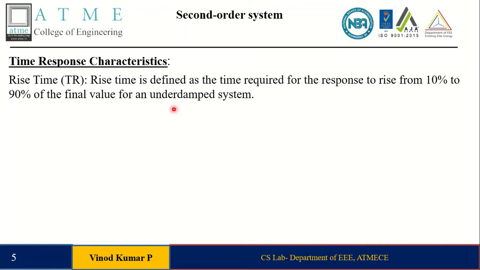It is defined as the time required for a response for any signal to rise from 10 to 90% of the final value of an underdamped system. It is expressed as pi minus tan inverse of root of 1 minus zeta square divided by zeta, whole divided by omega n square root of 1 minus zeta square. So this is the expression for rise time.